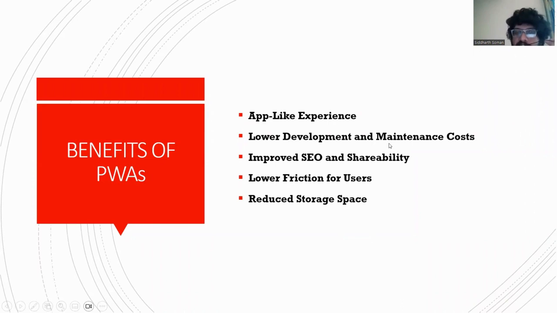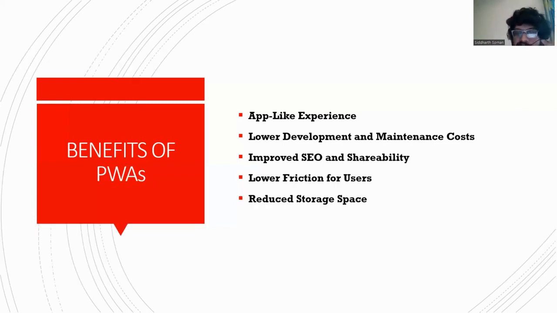Then there's lower development and maintenance costs. What developers will usually do is first make a website and then spend additional effort or additional resources on developing a separate application. By combining these two with the use of progressive web apps, you can lower the effort and the time, and you can get the best of both worlds by developing one single application that is flexible on both the browser and mobile devices.